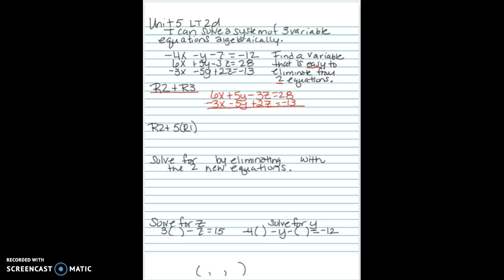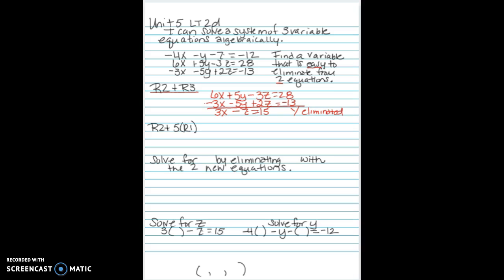6x plus negative 3x is 3x. 5y minus 5y means that they cancel. Negative 3z plus 2z is negative z. And 28 plus negative 13 is 15. Notice that the y has been eliminated in that equation.